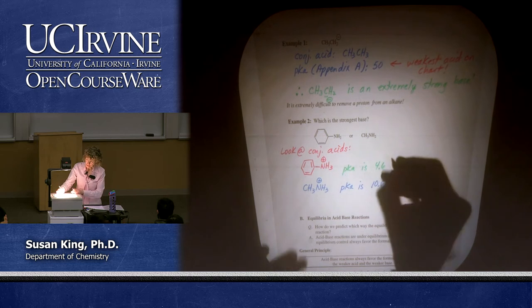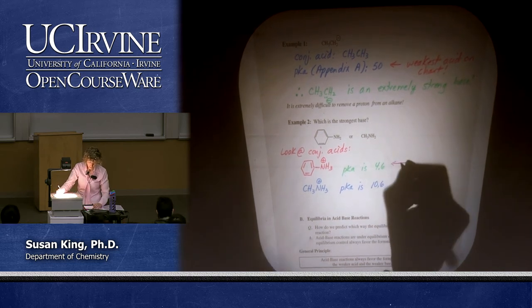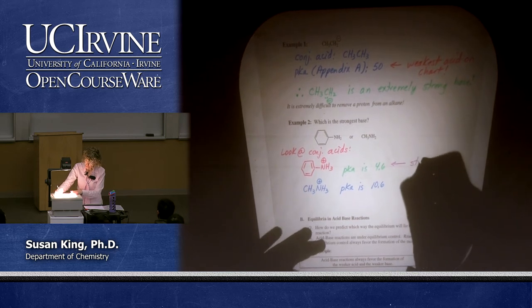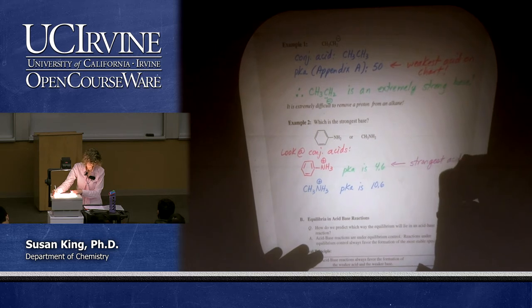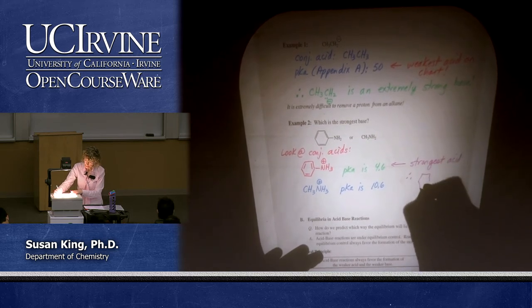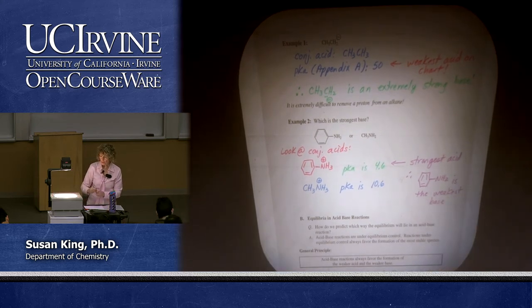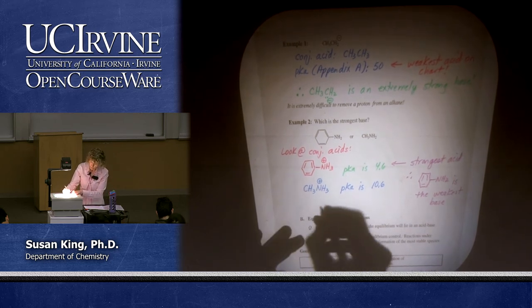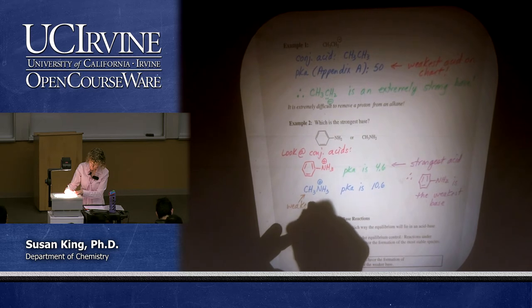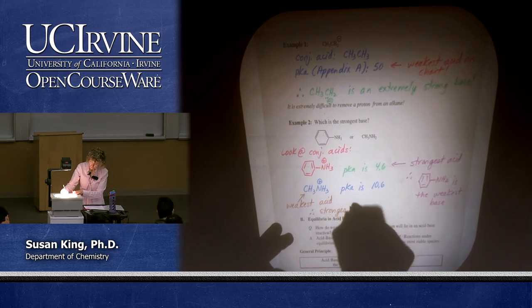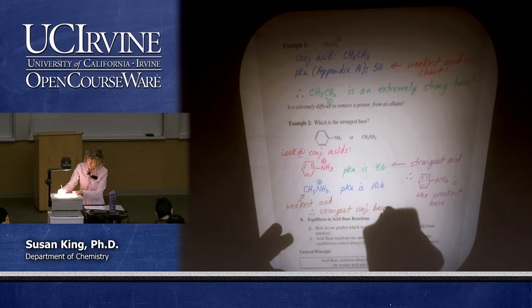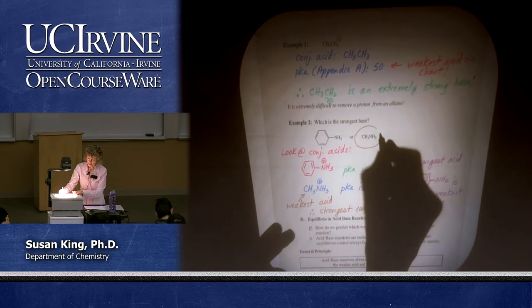All right, so what this means is if we're going to compare the base strength of these, this is the strongest acid. Therefore, its conjugate base, aniline, is the weakest base. We could also look at it from the perspective of the second compound here, and say that's the weakest acid. Therefore, it has the strongest conjugate base. So both will give you the same answer. And so our answer here is that this one is the strongest base.